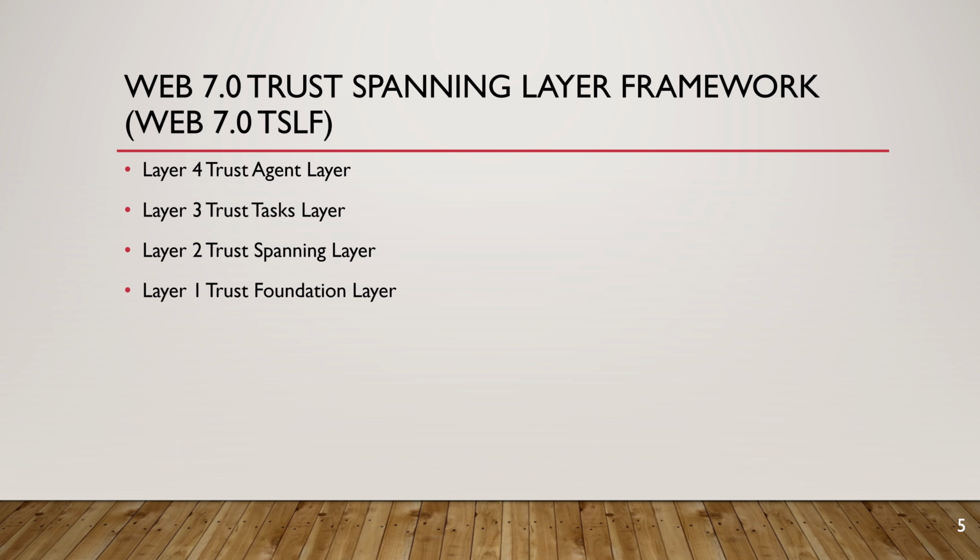When we talk about Web 7.0 and the trust spanning layer framework, there's 4 standard layers, and these correspond to the TOIP layers. So layer 1 at the bottom there is the trust foundation layer. Layer 2 is the trust spanning layer. Layer 3 is the trust task layer, and layer 4 is the trust agent model or application or app layer.